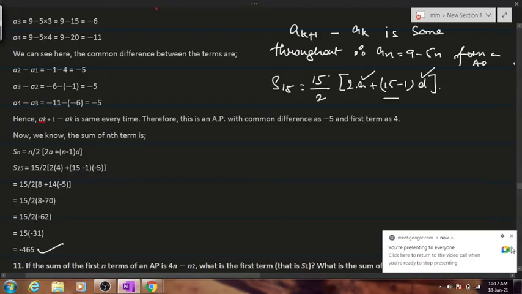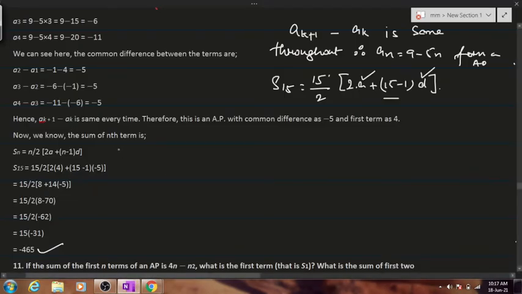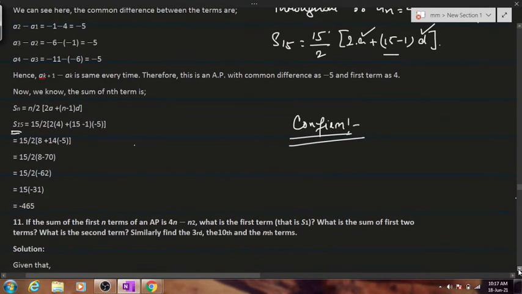Minus 465. Very good. Now students who could not do it, here's the solution over here. Just the multiplication portion you have to do on your own. 70 minus 8 is 62, and 62 into 7.5 will give you minus 465 as the sum of the first 15 terms. Is this numerical clear to everyone? Confirm. Kindly confirm that this numerical is clear to everyone. Should we move on to the next one? Yes.